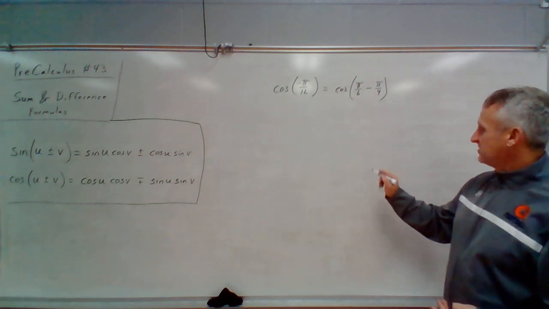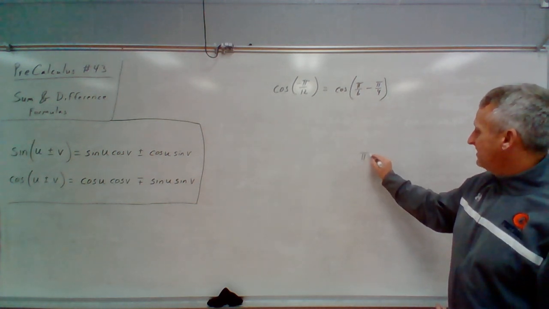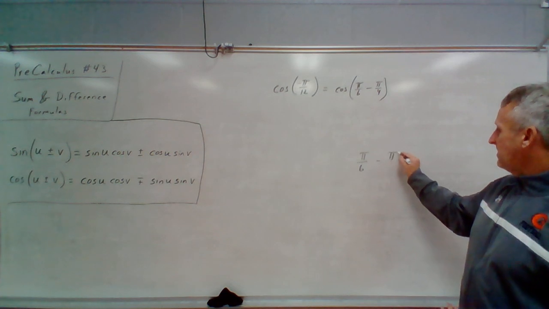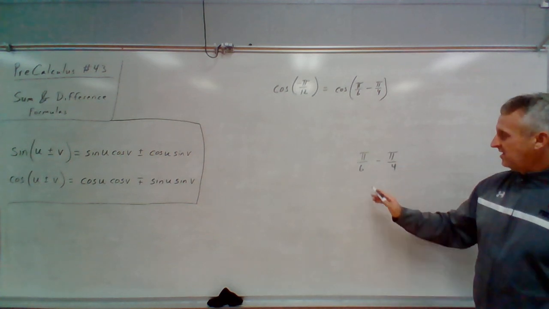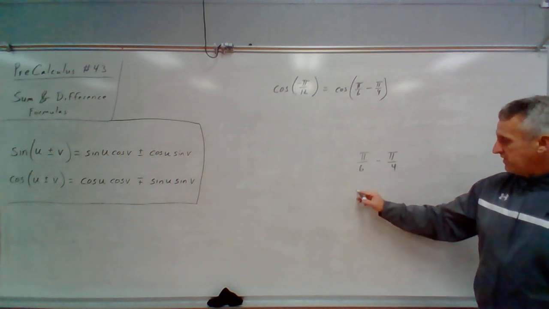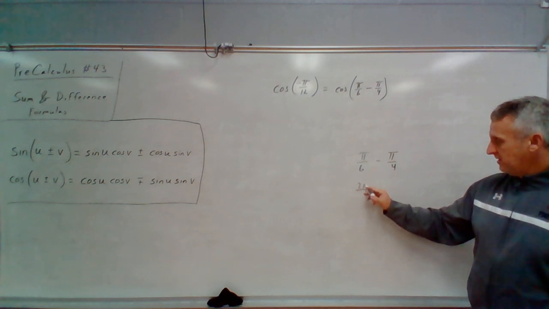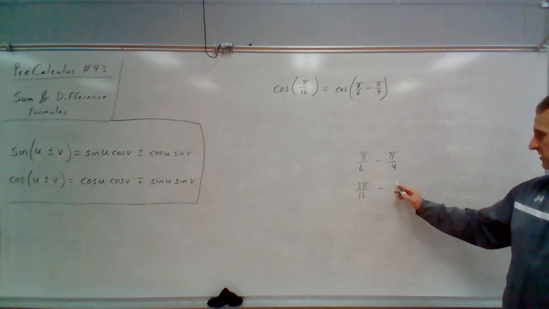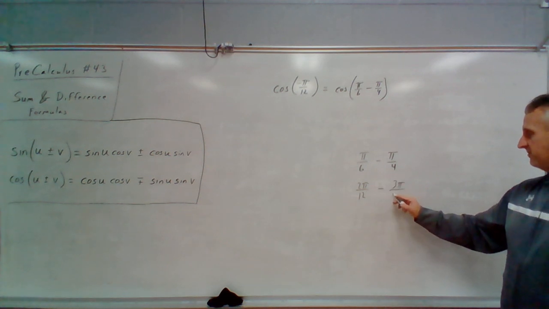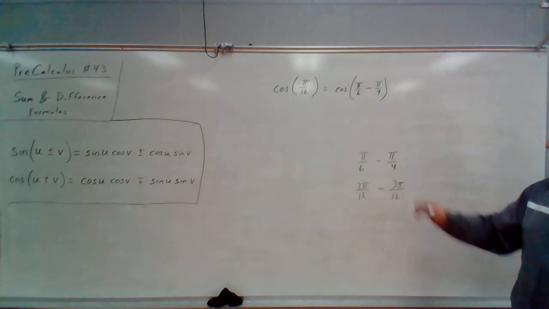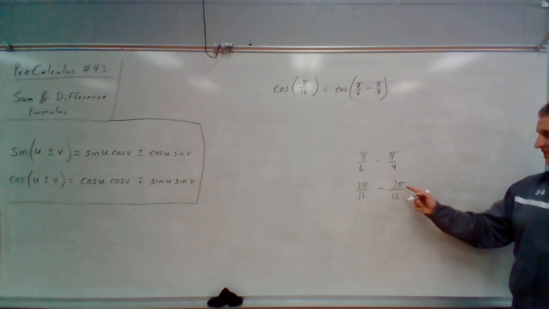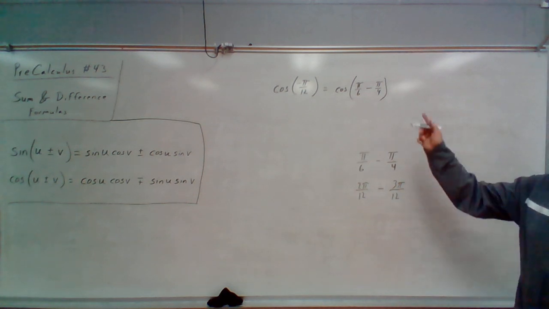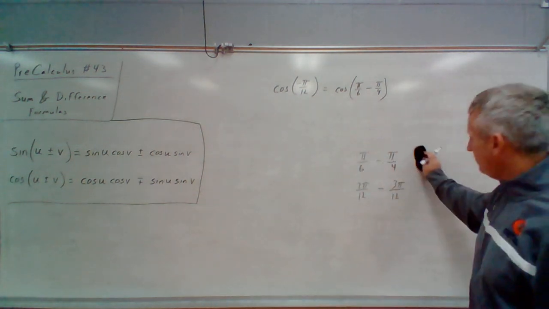Let's just check that and make sure I did my arithmetic right. So if I've got pi over 6 minus pi over 4, I need a common denominator of 12. So this will be 2 pi over 12. It's pi over 6 minus 3 pi over 12. 3 over 12, that's 1/4. 2 minus 3 is negative 1, so I get negative pi over 12. So I did my arithmetic right.